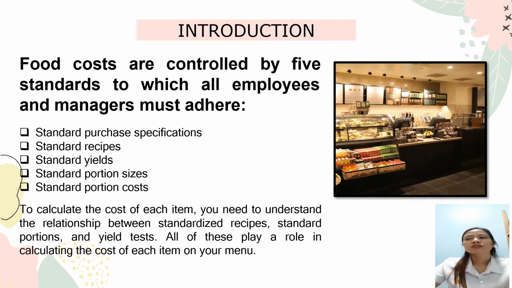So we have the introduction. Food costs are controlled by 5 standards which employees and managers must enter. Food service establishments are businesses. In order to stay in business, everyone involved with the enterprise should have at least a basic idea of how costs are determined and how such costs have an impact on the operating budget.